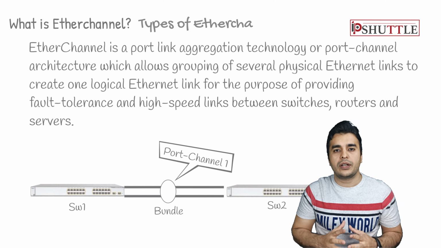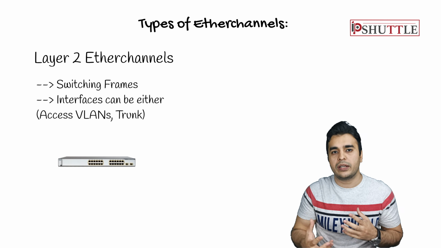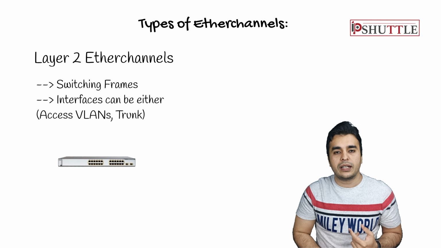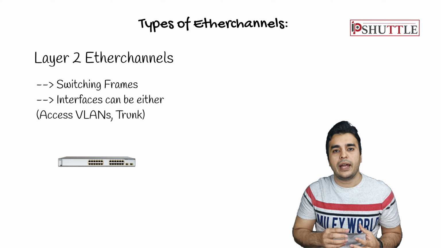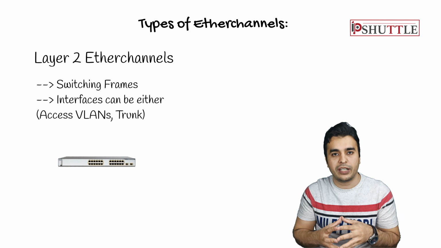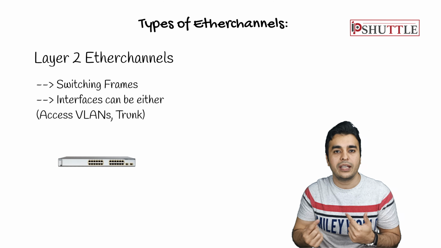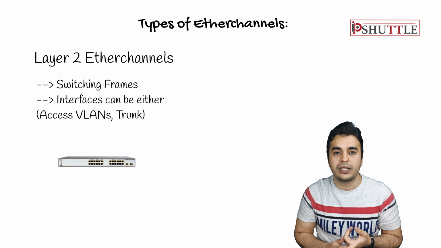All right. There are two types of ether channel, for example layer 2 and layer 3. You might be hearing it a lot. Layer 2 ether channel is actually switching. It is working on layer 2 and you are switching frames on these links, which will be becoming a logical interface. The logical interface will be switching the frames. It could be VLANs, it could be access port, or it could be trunk.